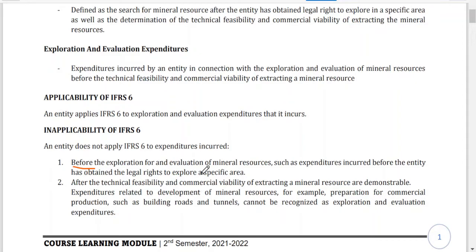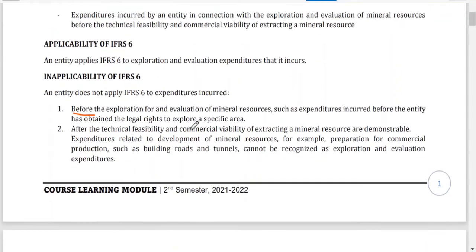Expenditures related to development of mineral resources, for example, preparation for commercial production, like building roads and tunnels, are not recognized as exploration and evaluation expenditures.